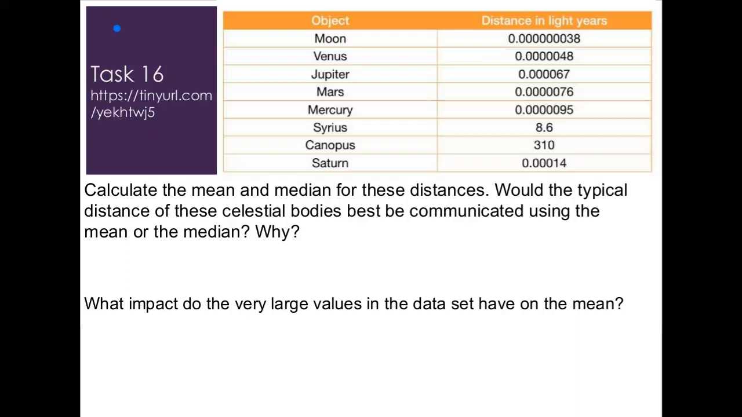Wait, do we put the distance in light years, right? Yes, just the numbers. So put it in a graph and bring down your distance in light years. Put that on the x-axis. Calculate the mean and the median. You know where to find those now, right?